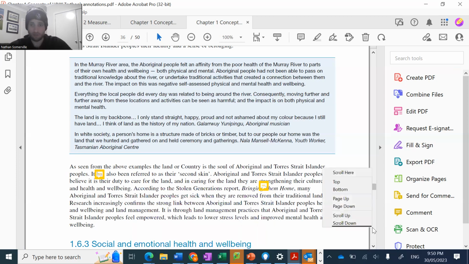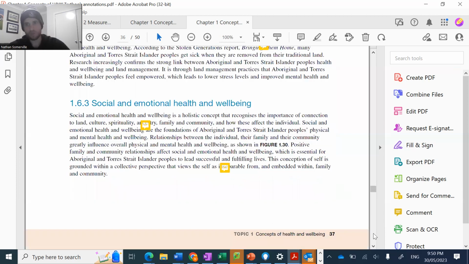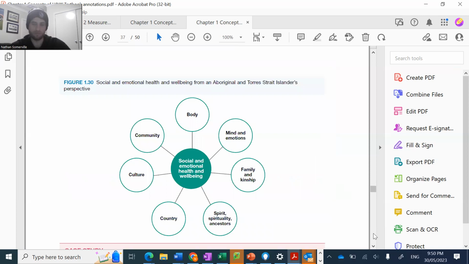The physical benefits of having connection to land, as I mentioned before, are easy ones to link, because they promote an active lifestyle, but they've also got an emotional and mental component.